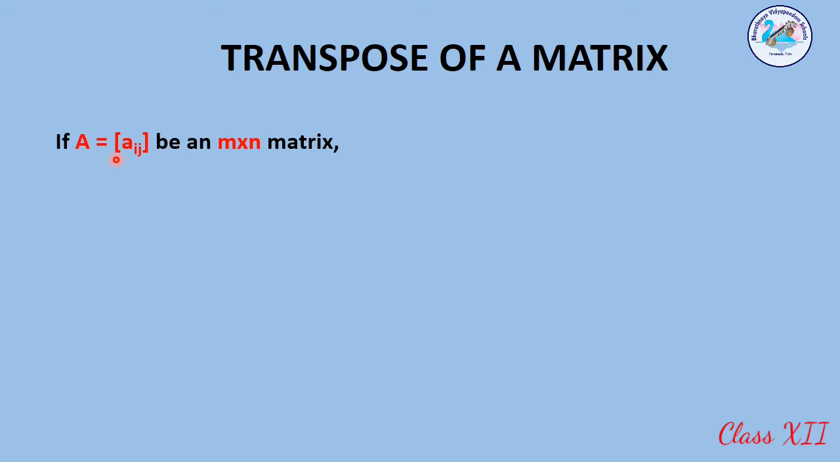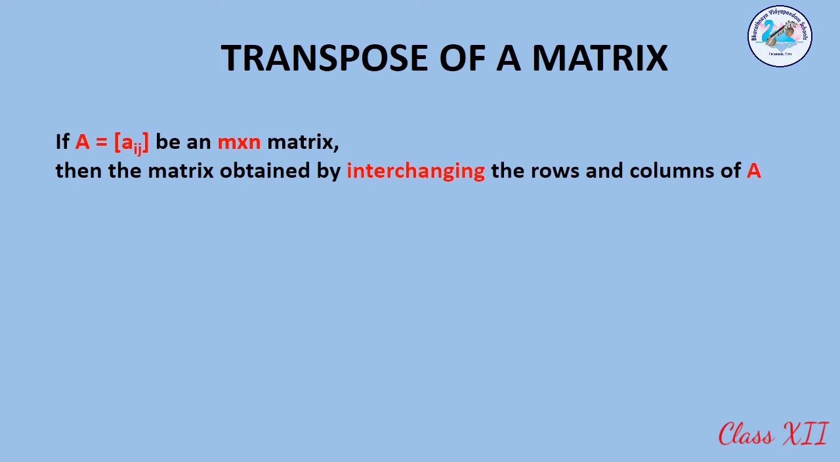If A is equal to matrix Aij be an m by n matrix, then the matrix obtained by interchanging the rows and columns of A is called the transpose of A. It's a quite simple definition and easy concept as well. Suppose there is a matrix A is equal to the general form, that is matrix Aij, and its order is m by n. Then if we interchange the rows and columns of this matrix A, we will get the transpose of A.